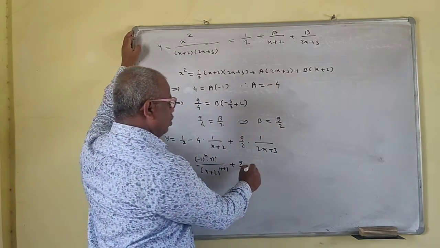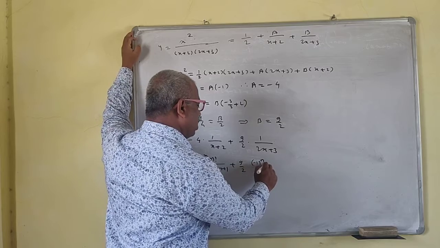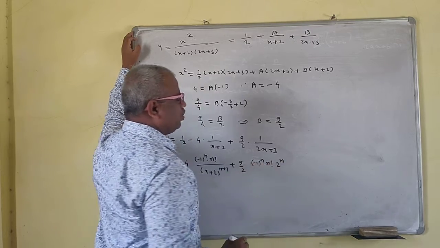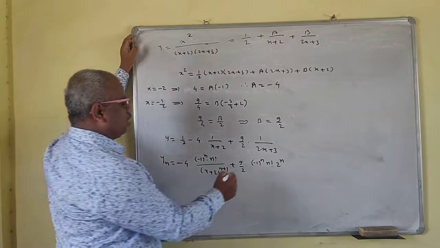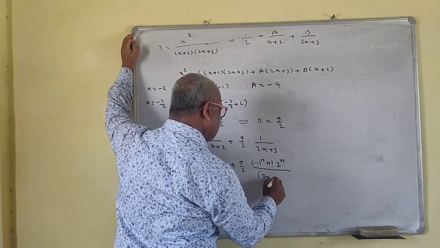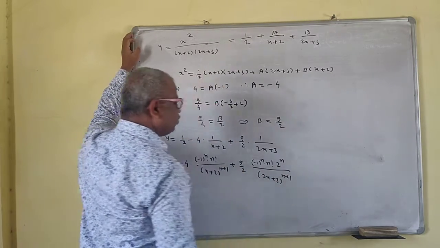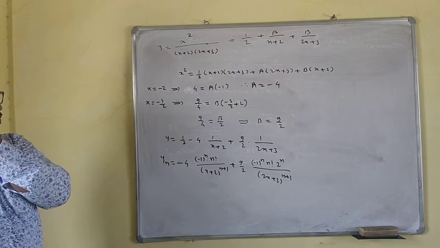This is 1 upon something. So this is what? Minus 1 raised to n factorial, 2 raised to n, because a raised to n is 2 raised to n, upon twice x plus 3 raised to n plus 1. Okay. So this is it.